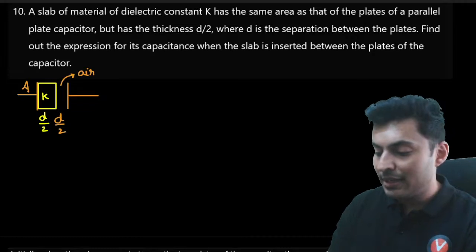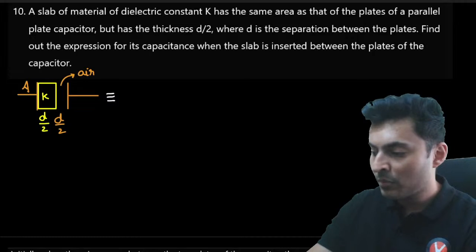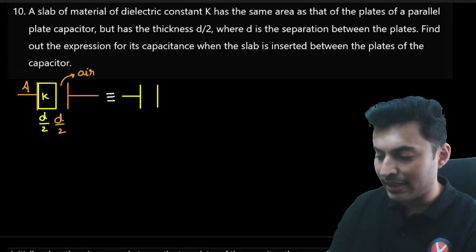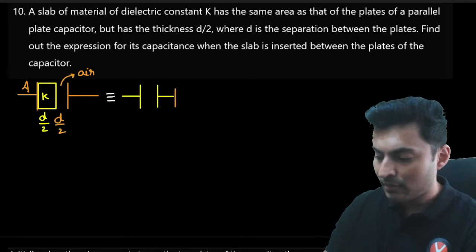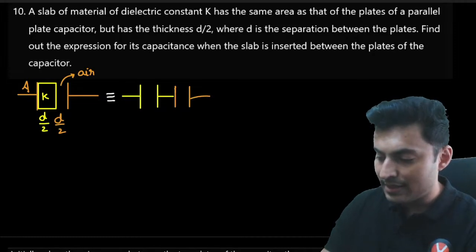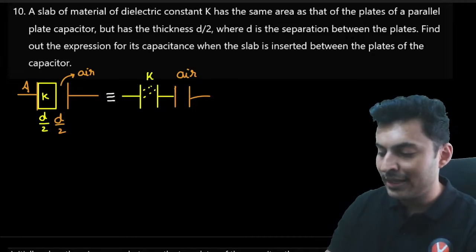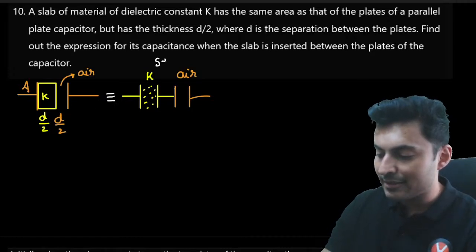Now, this arrangement is just like saying there are two capacitors in series. One capacitor is like this, and the other capacitor over here, like this. This capacitor has air in it. This capacitor has dielectric material in it. That's the only difference. And these two basically are going to be in series.